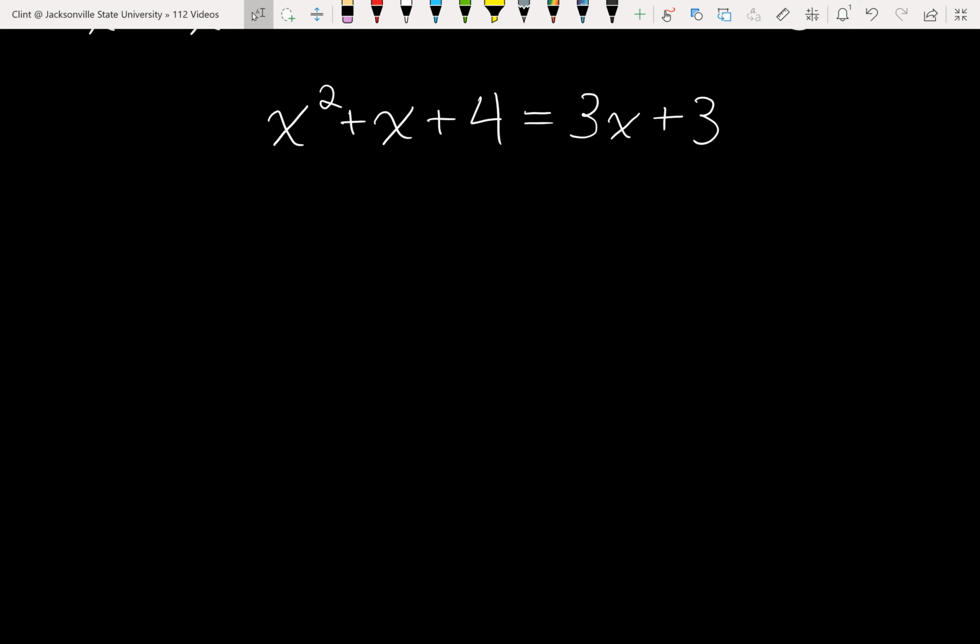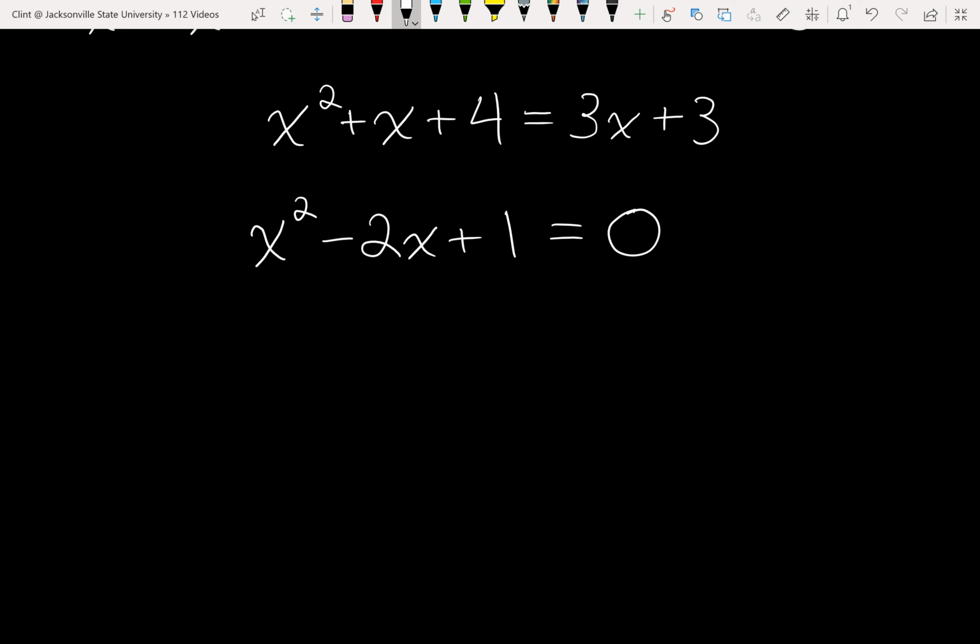If we're going to factor or use quadratic formula, we need to get all the terms on one side. Okay. So I only have the 1x squared term, but then I'm going to subtract 3x from both sides. So x minus 3x is negative 2x. And then I'm going to subtract 3 from both sides. So 4 minus 3, 1. That leaves us 0 on the right side.